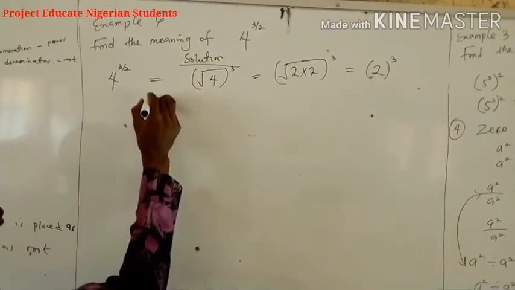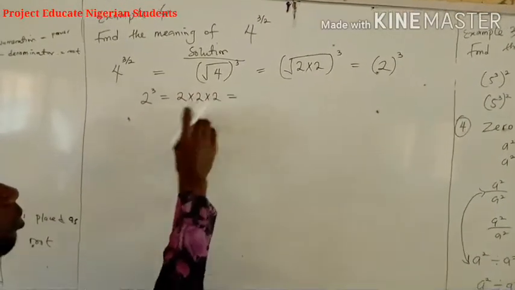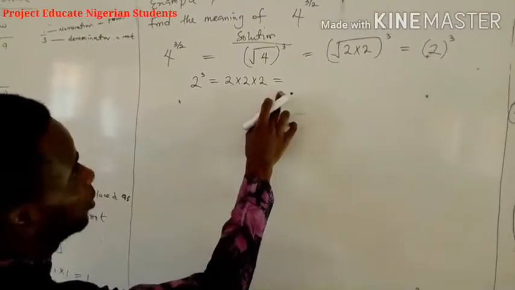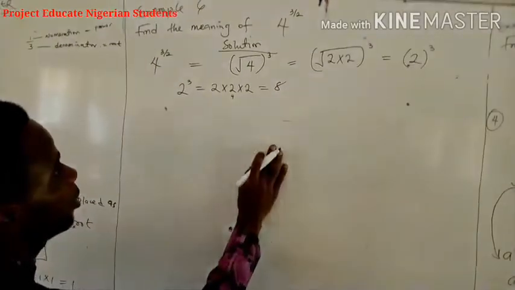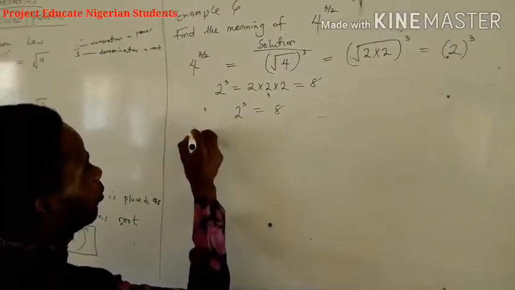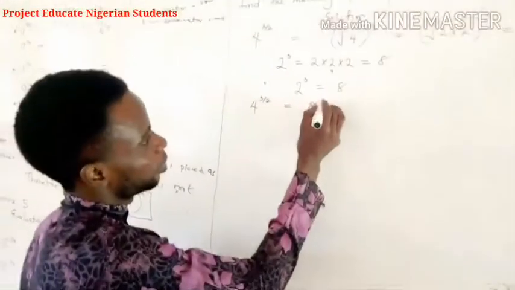means 2 raised to the power of 3 equals 2 times 2 times 2. 2 times 2 is 4, 4 times 2 is 8. So this is 8. Okay? So it means 2 raised to the power of 3 equals 8. Therefore we have 4 raised to the power of 3 all over 2 equal to 8.